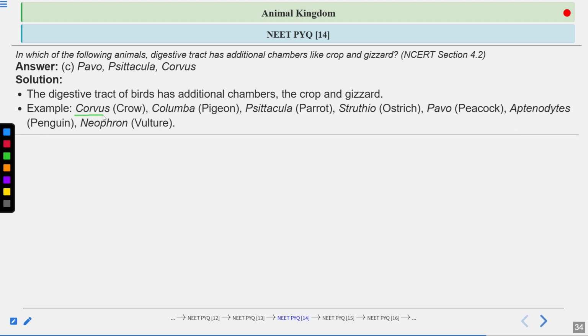Examples are Corvus, that is called crow, Columba, that is called pigeon, Psittacula, that is called parrot, Struthio, ostrich, Pavo, peacock, Aptenodytes, penguin, and Neophron, vulture. So that is why I am telling you that knowing the scientific name is very, very important. You must remember all the scientific names as well as the common names, right? Okay, let us move to the next question.